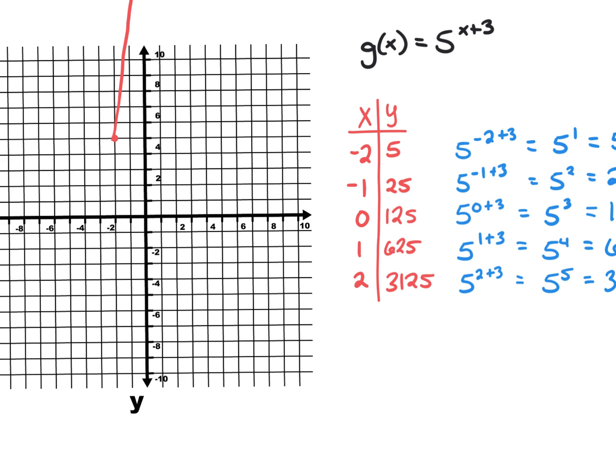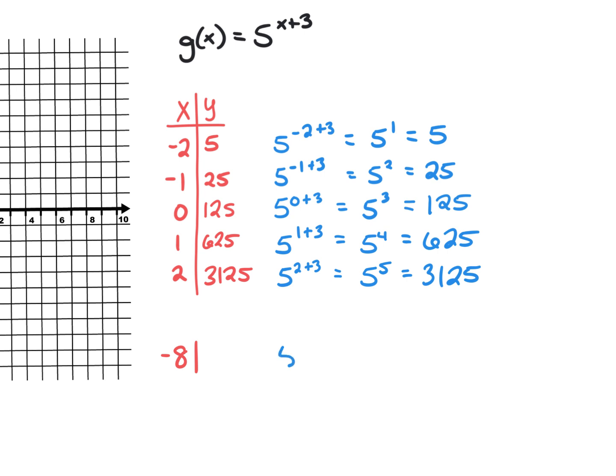If I plug in negative 8 here, this turns into 5 to the negative 8 plus 3. What's negative 8 plus 3? Negative 5. Again, we have that negative exponent. What do I do with negative exponents? You gotta flip it. So this turns into 1 over 5 to the fifth. And what's 5 to the fifth? 3,125.